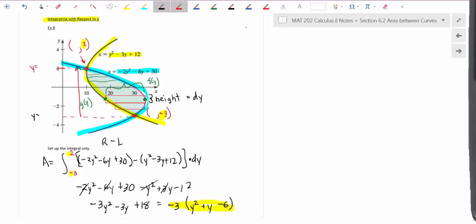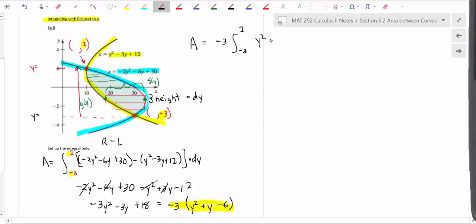So we just do this in one step. I'm going to do the integral from negative 3 to 2. I can take this constant out and write that as negative 3 times the integral of y squared plus y minus 6 times dy. So I have a dy integral that I can work out, a very simple power rule integral.